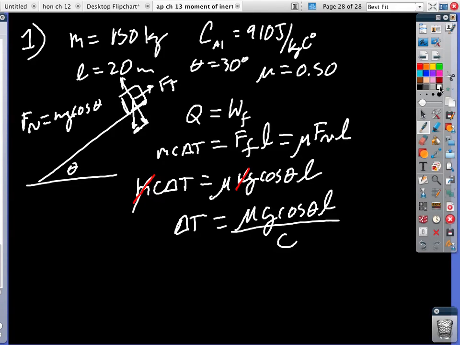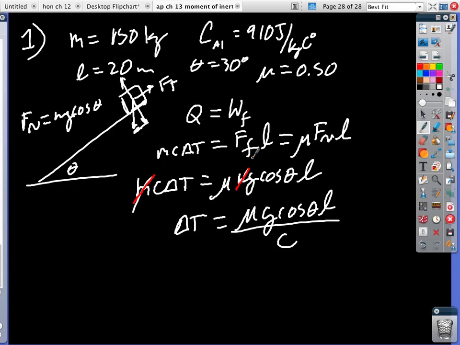Okay, so once again, heat equals work done by friction. Rub your hands together and you know that. So the heat gained by the aluminum block is mc delta T. The work done by friction, work is simply force times distance, right? Force is friction. That's the thing that's trying to stop the block, that's slowing it down.